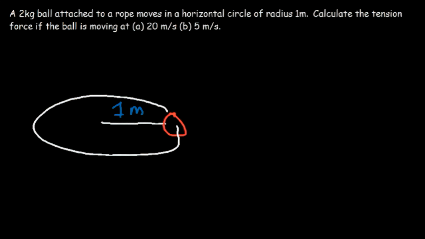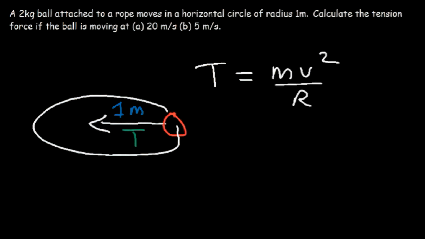And remember, the tension force provides the centripetal force because the tension force in the rope causes the ball to move in a circle. The tension force is approximately equal to the centripetal force. It's not exactly equal to it, but for the most part, it's approximately equal to it. If the speed is relatively high, the tension force is going to be equal to mv squared over r.